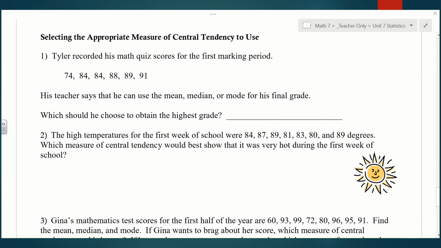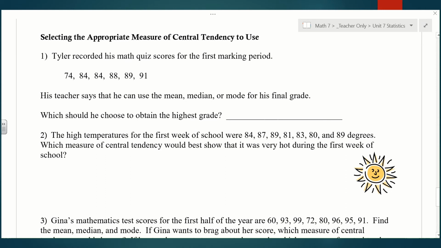So if you look at number 1, it says Tyler recorded his math quiz scores for the first marking period. His teacher says that he can use the mean, the median, or the mode for his final grade. Which should he choose to obtain the highest grade? Okay, it's a pretty nice teacher to let him choose which measure of central tendency he wants to use.